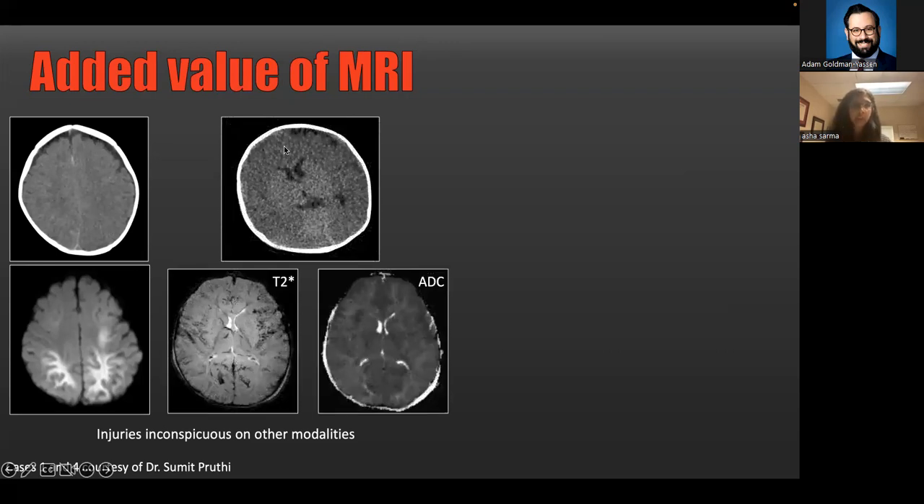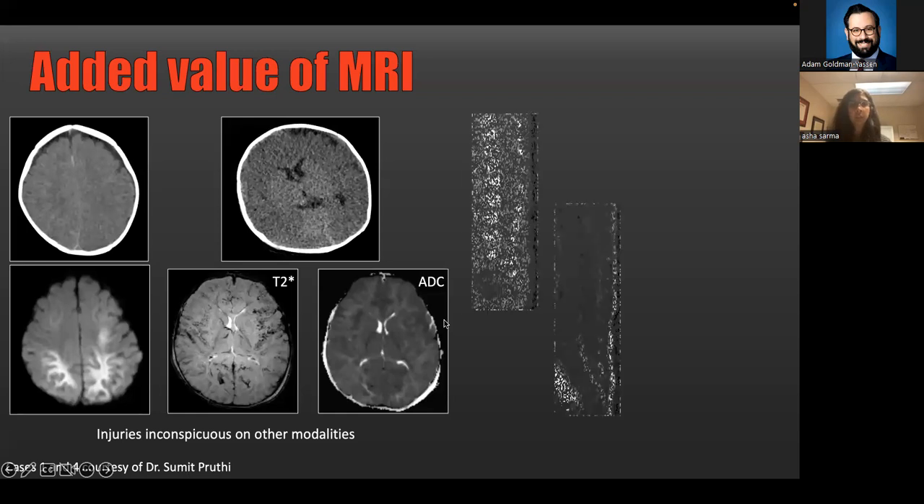Everything looks washed out. There's loss of gray-white differentiation, but it's hard to tell everything that's going on. It doesn't give the whole picture. You don't see all of these petechial hemorrhages that this patient had, nor do you see the detail of the diffuse cortical injury.